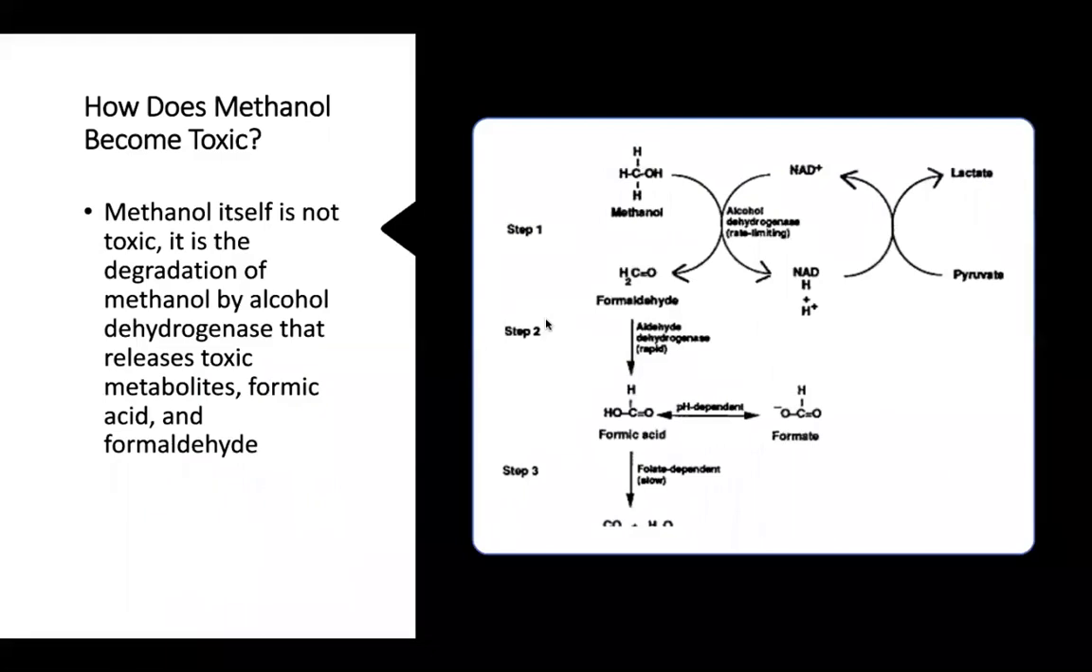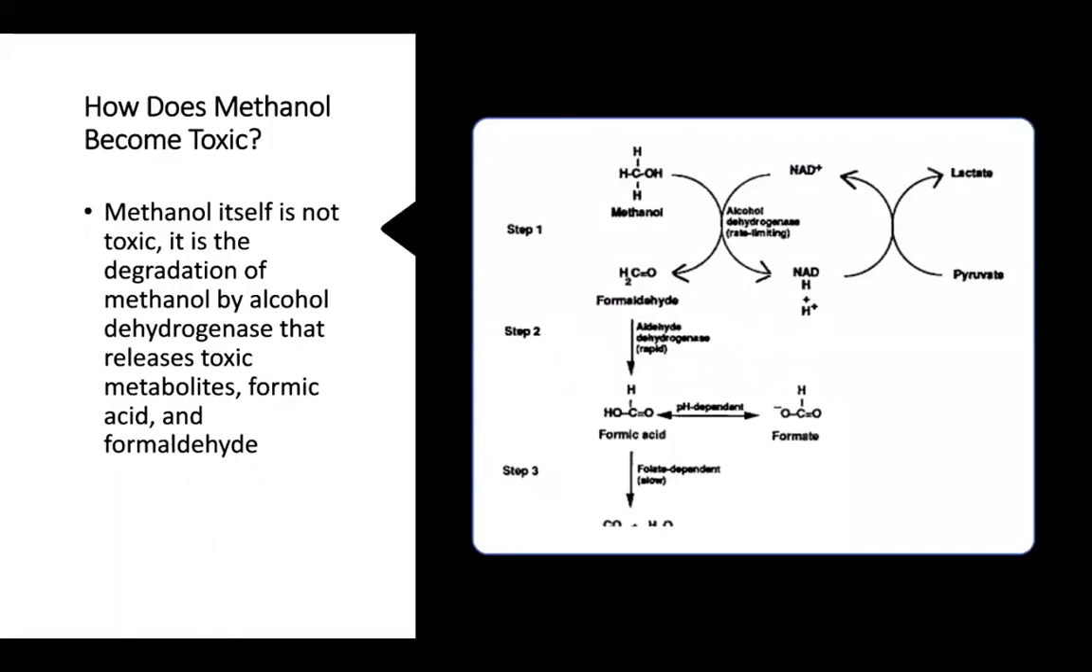We're going to talk a little bit about how methanol poisoning causes these symptoms. Methanol itself is not toxic, but it is the degradation of methanol by alcohol dehydrogenase that releases toxic metabolites, formic acid and formaldehyde. When ingested, methanol is absorbed via the gastrointestinal tract and follows a zero-order elimination rate. You can pause the video here and think about what a zero-order elimination rate is.